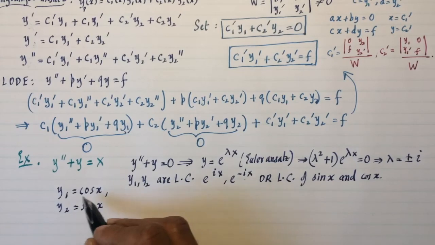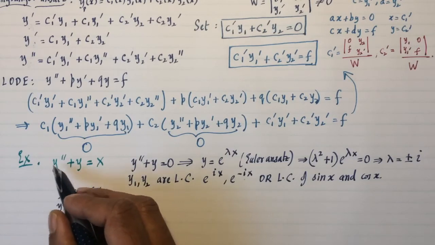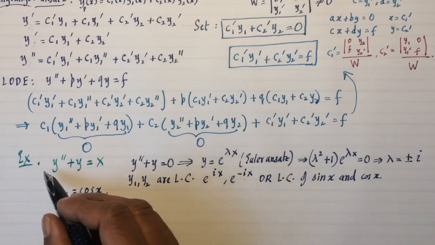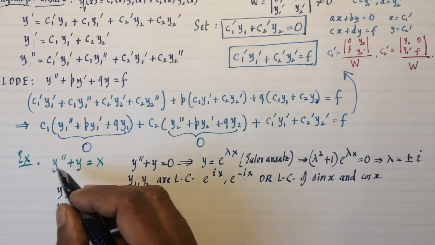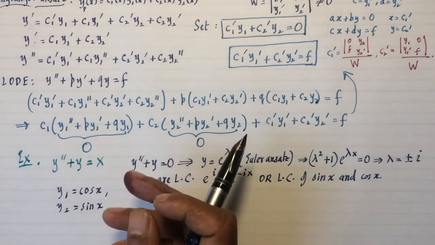And if you want, you can readily verify that. When I take the double derivative of cosine x, first I'll get negative sine x, and then I'll get negative cosine x. Well, if I add negative cosine x and positive cosine x, I'll get 0. So it satisfies the homogeneous equation.